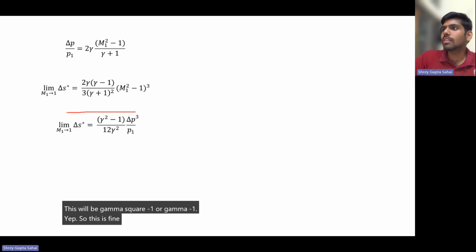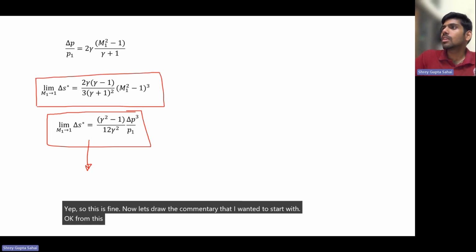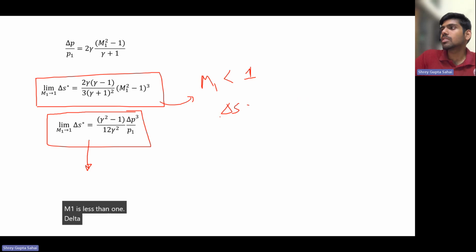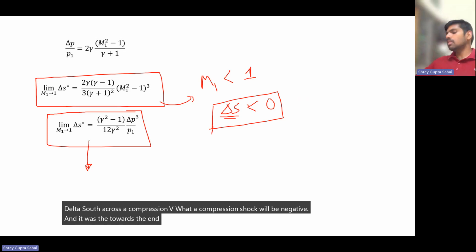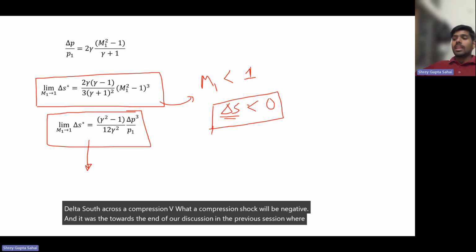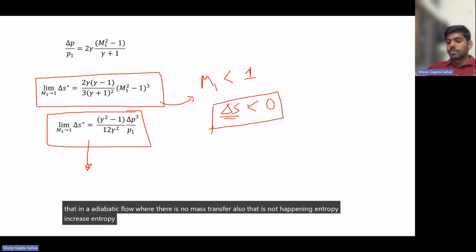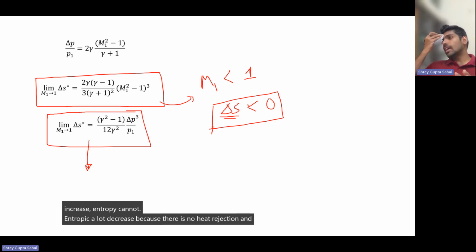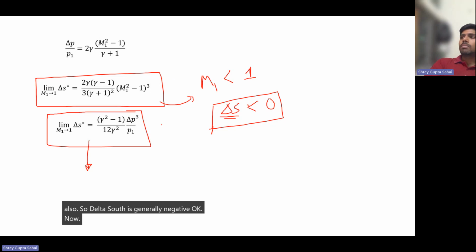Now let's draw the commentary that I wanted to start with. From this expression, the first thing we note is that if M1 is less than 1, delta S across a compression wave or a compression shock will be negative. Towards the end of our discussion in the previous session, I mentioned that in an adiabatic flow where there is no mass transfer, entropy cannot decrease, because there is no heat rejection and no mass removal. So delta S is generally not negative. That is why in subsonic flows you can't see a shock wave.